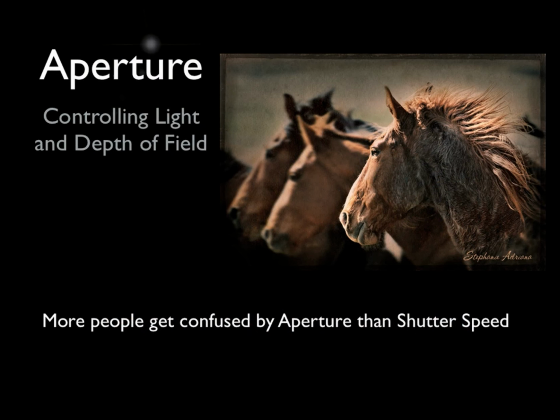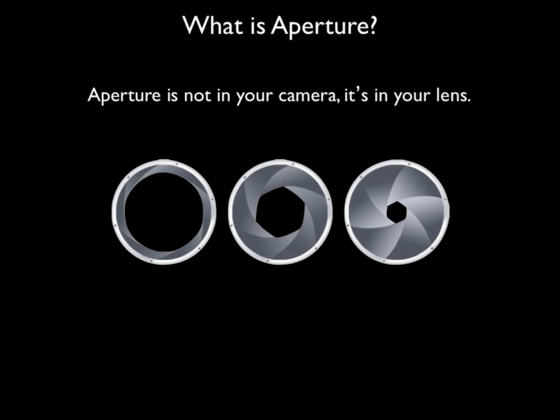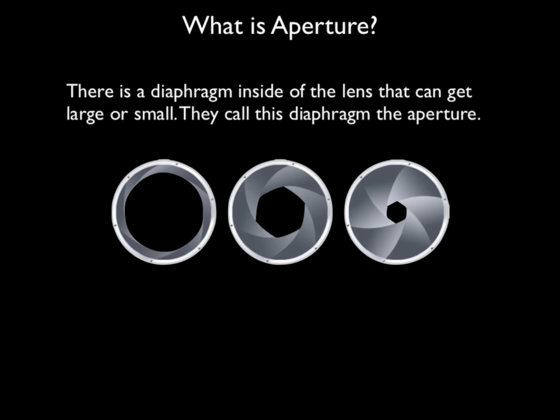More people get confused by aperture than shutter speed. Let's take out all of the confusion right now about aperture. Aperture is not in your camera, it's in your lens. There is a diaphragm inside of the lens that can get large or small. They call this diaphragm the aperture.